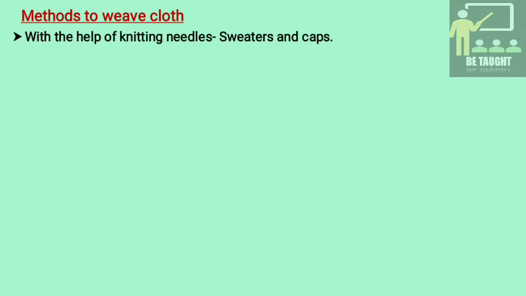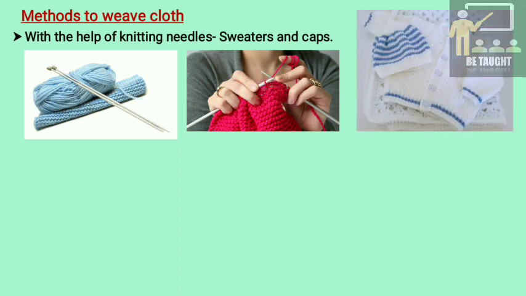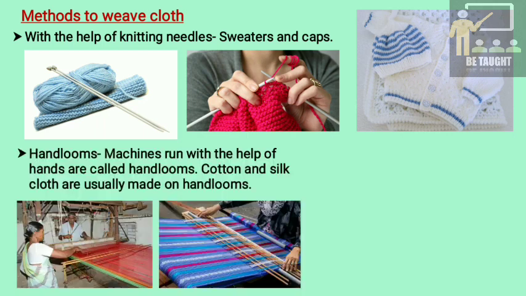Methods to weave cloth. With the help of knitting needles, sweaters and caps can be woven at home. You must have often seen your mothers or your grandmothers knitting sweaters or caps. Handlooms. Machines run with the help of hands are called handlooms. Cotton and silk cloth are usually made on handlooms.